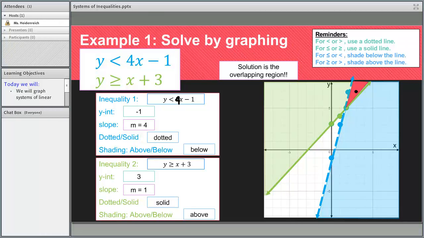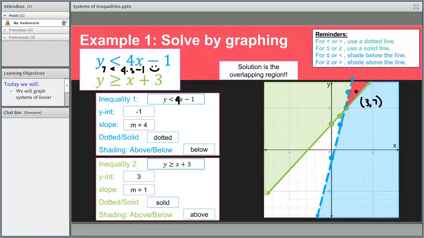This point is 3, 7. And if I plug it in here, 7 is less than 4 times 3 minus 1. That is indeed true. 12 minus 1 is 11. 7 is less than 11. So it made that one true.